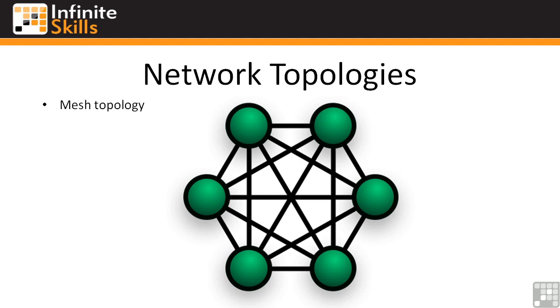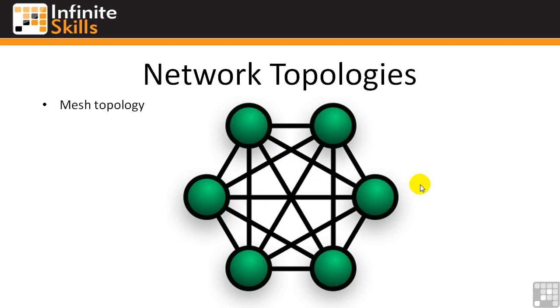Now, this particular image shows a full mesh topology where every node is connected to every other node. So any one of these links could go down and you could still get to any of the other nodes on the network. This node could go down and, well, I can get to this node because I'm directly connected to it. I don't have to go through anyone else to get to this.